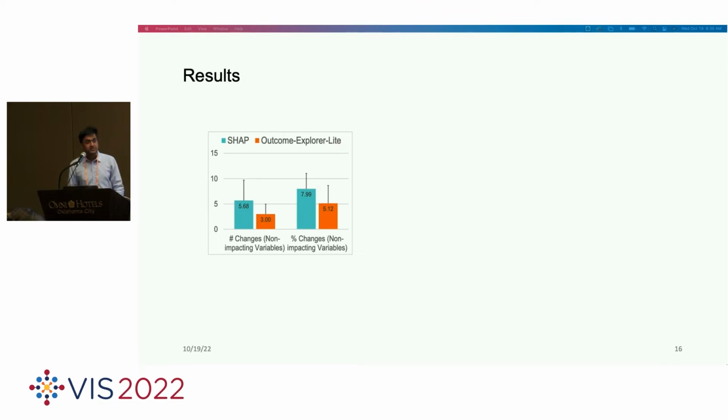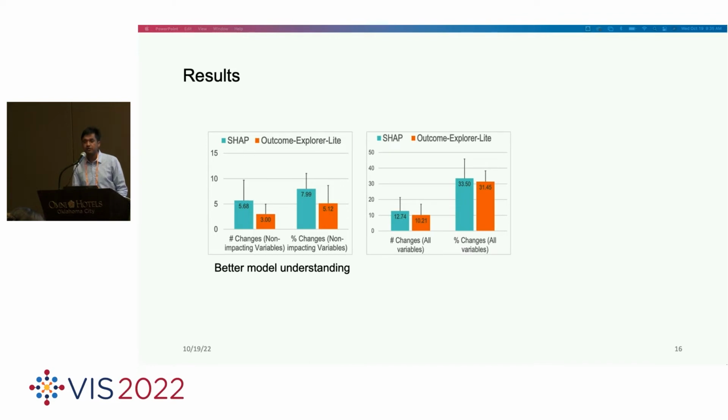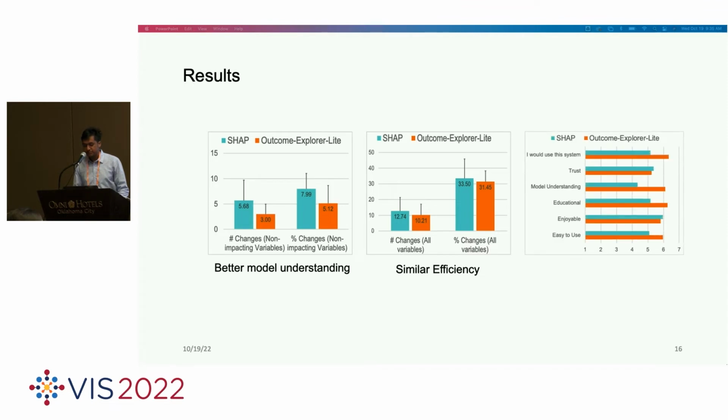We calculated the number of changes participants made to the non-impacting variables, and we noticed that Outcome Explorer significantly reduced the number of changes for the non-impacting variables. However, the total number of changes was similar for both conditions. Thus, even though participants understood which features to change in Outcome Explorer, that did not lead to overall improved performance in the exploration process. Finally, from the subjective measures, we found Outcome Explorer is easy to use and understand.